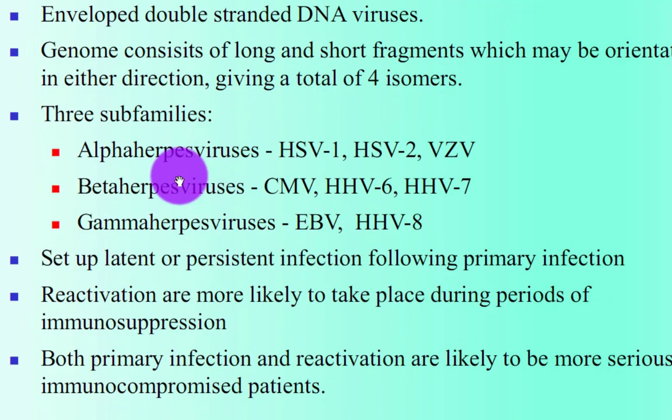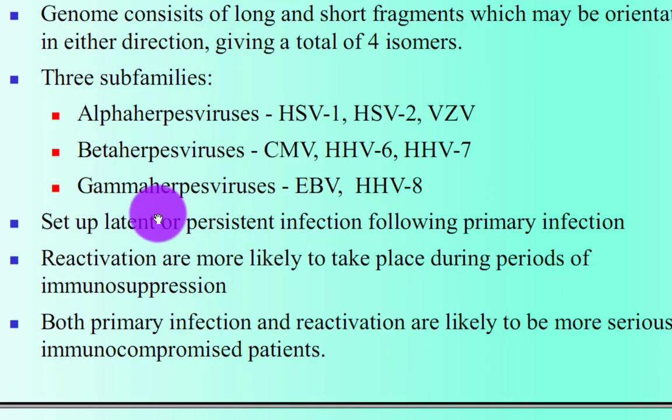3 subfamilies: alpha herpes virus, HSV1, HSV2, VZV, herpes simplex; beta herpes virus, CMV, HHV6, HHV7; gamma herpes virus, EBV, HHV8.